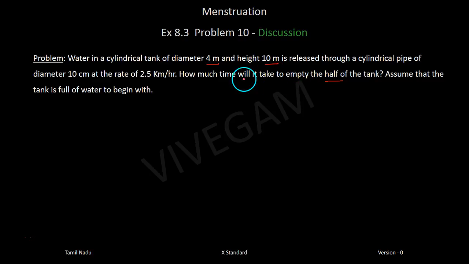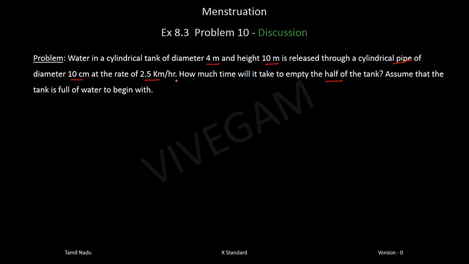Then let's talk about the pipe. Cylindrical pipe means the cross section is a circle. The cylindrical pipe's diameter is 10 centimeters. Again, watch out, this is given in centimeters, whereas the tank is given in meters, so you need to convert everything to meters. And the speed of water flow is 2.5 kilometers per hour. Again, the unit is different, so let's make the unit in terms of meters, and it is per hour. We can keep it as hour itself.